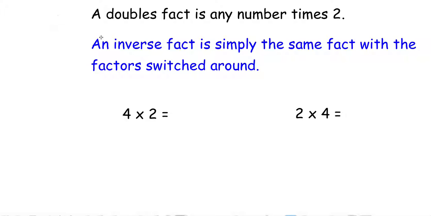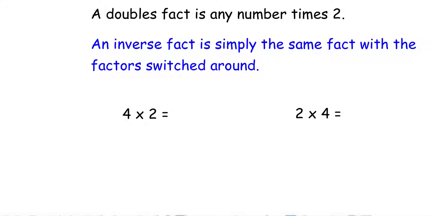Something else I want you to understand is that an inverse fact is simply the same fact with the factors switched around. In other words, you see the 4 is here first in this fact and the 2 comes second. Well, in this one the 2 comes first and the 4 is second. The answers to these two math facts are going to be the same. So whatever 4 times 2 is will be the same as 2 times 4.